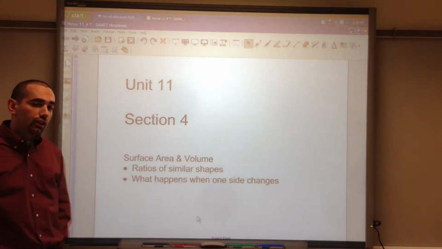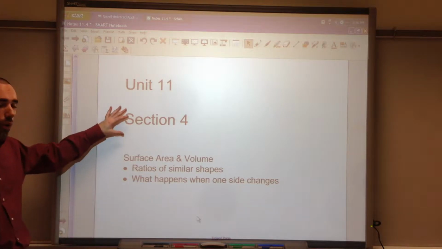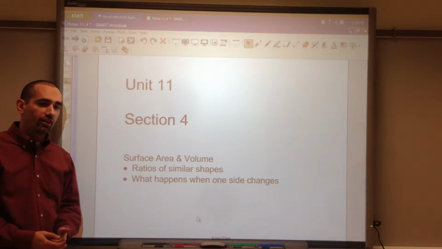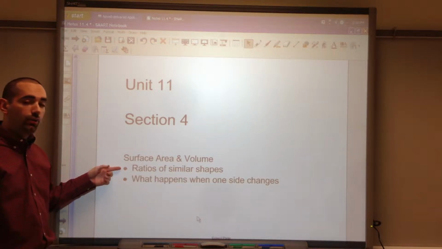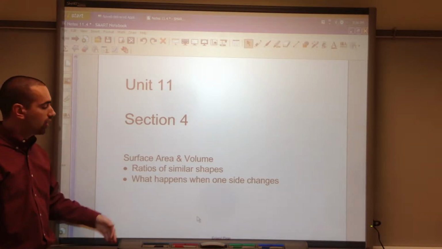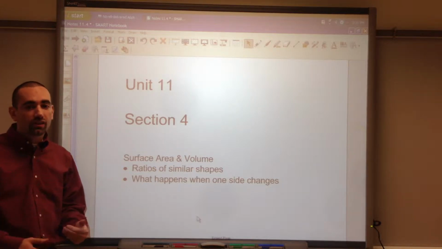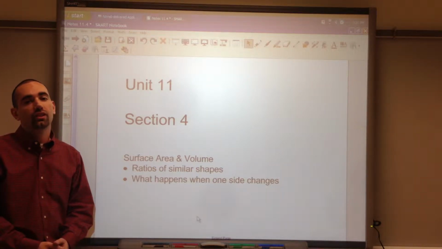Today we're going to look at Unit 11, Section 4, which deals with surface area and volume of three-dimensional shapes, talking about the ratio of similar shapes, also what happens when one side or multiple sides change.